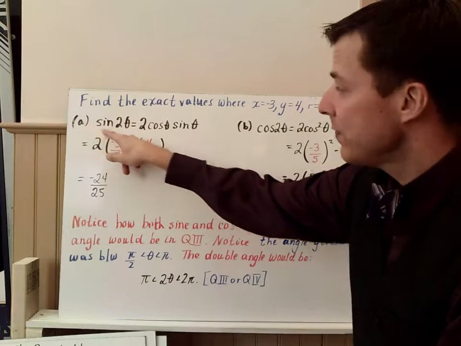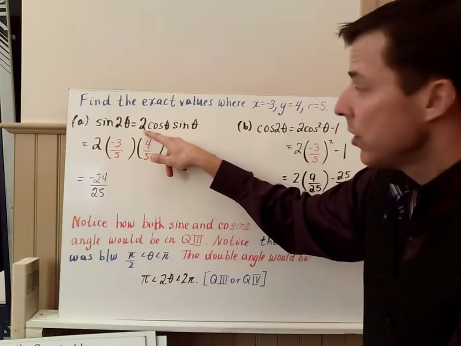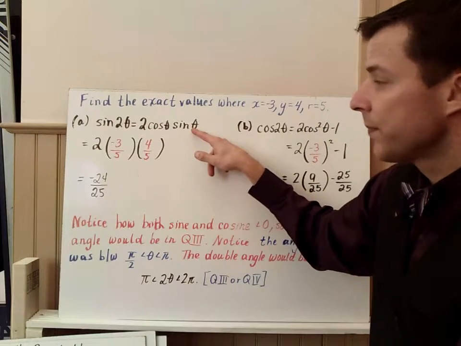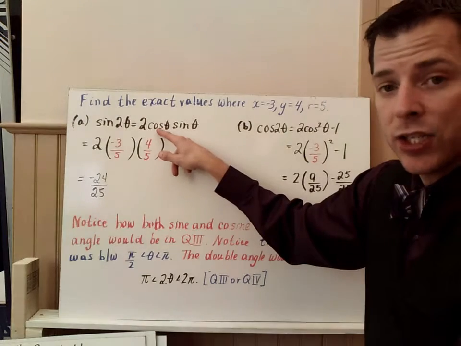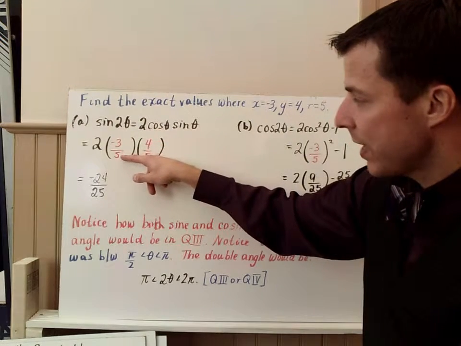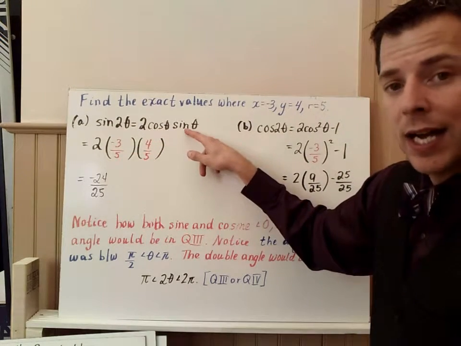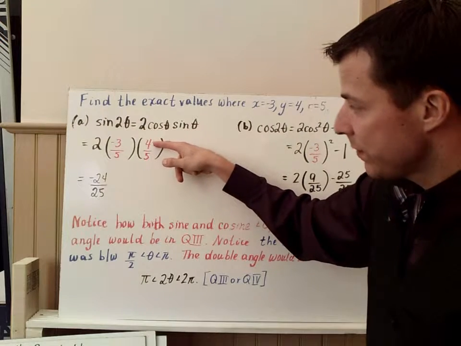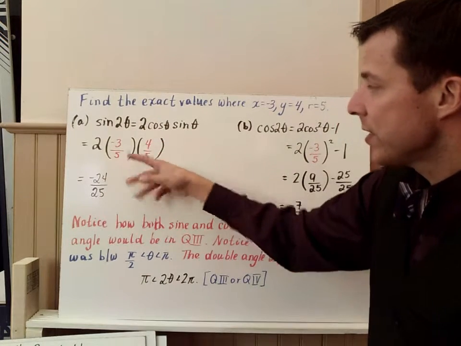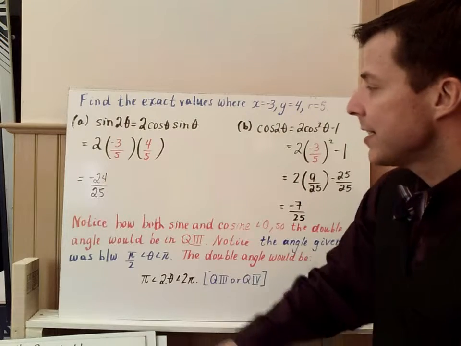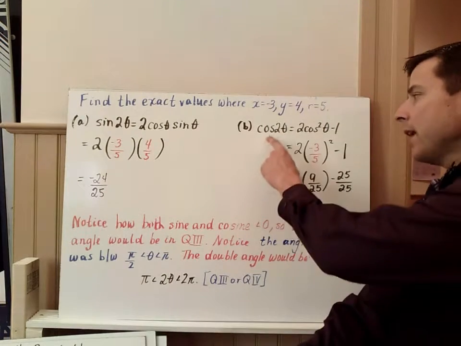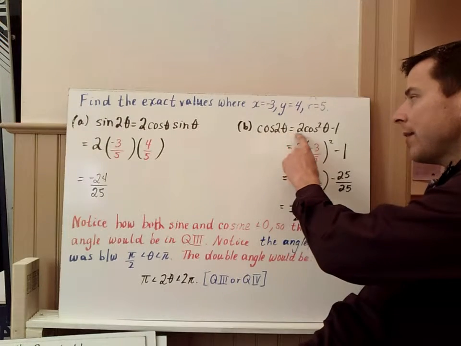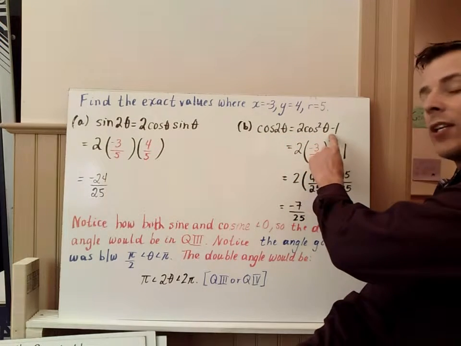We know that sine of 2 theta is equal to 2 cosine theta sine theta. So that's going to be equal to 2. Now cosine is the adjacent over hypotenuse. Sine is the opposite over the hypotenuse, so that's 4 over 5. I go ahead and substitute those values in and simplify, and I get negative 24 over 25. If I want cosine of 2 theta, I'm going to use 2 cosine squared theta minus 1.